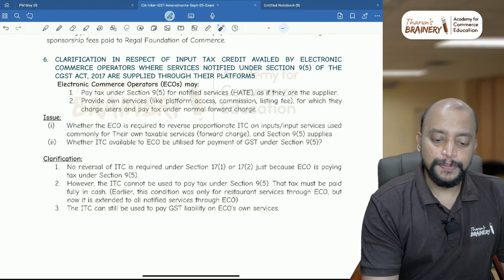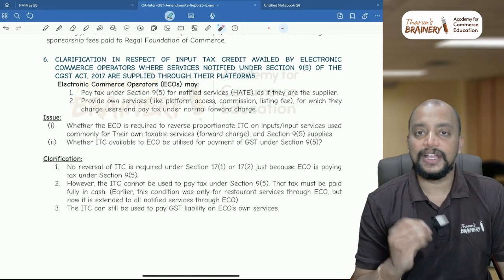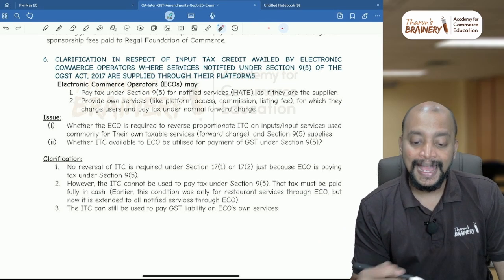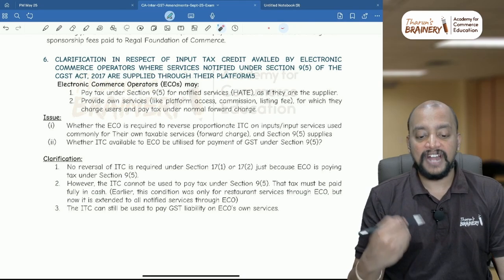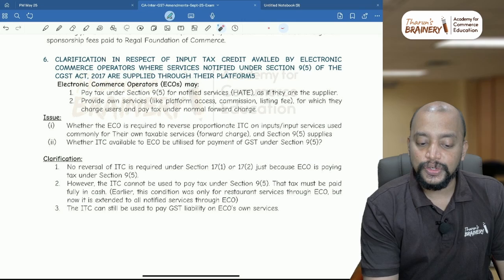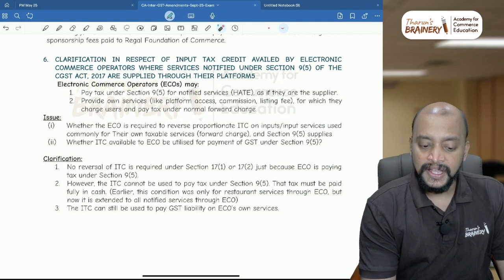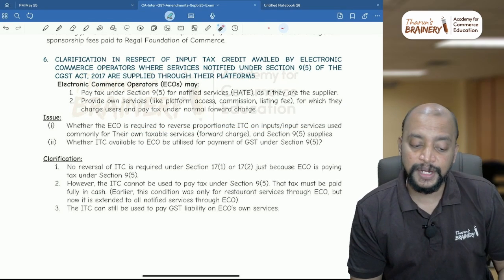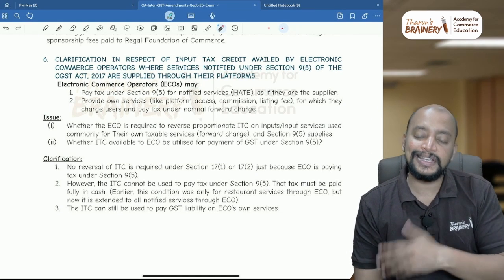E-commerce operators may pay tax under 9(5) for notified services, that is HAT: housekeeping service, accommodation service, transportation of passenger service and eating food from the restaurant, as if they are the supplier. They provide own services like platform access, commission, listing fee, etc., for which they charge users and pay tax under normal forward charge. The issue here is whether the e-commerce operator is required to reverse the proportionate ITC on inputs and input services used commonly for their own taxable services and section 9(5) supplies.